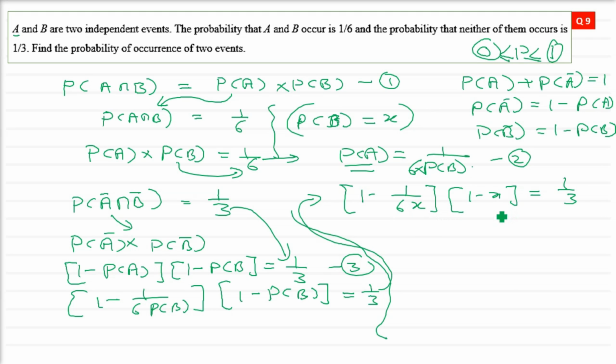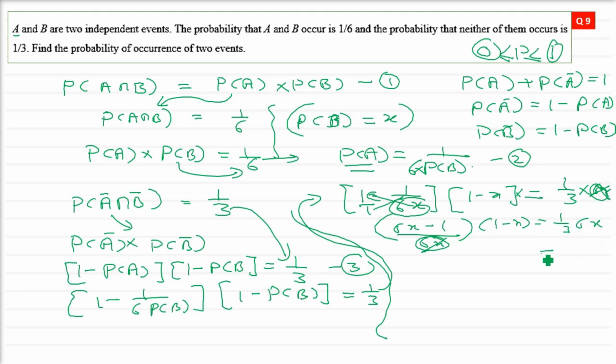So you need to find the quadratic equation now. Let's multiply by 6x on both sides. Or you can take 1 minus 1 by 6x, take the LCM. This will become (6x minus 1) by 6x. 1 minus x is already there. This 6x in the denominator can be taken to the right hand side. So 1 by 3 into 6x on the right hand side. So this will become 2x on the right hand side.